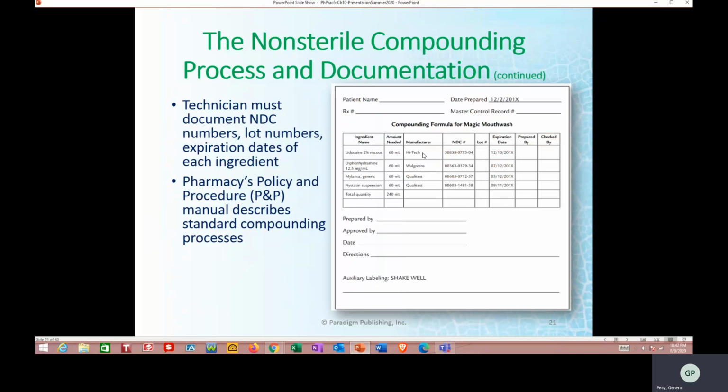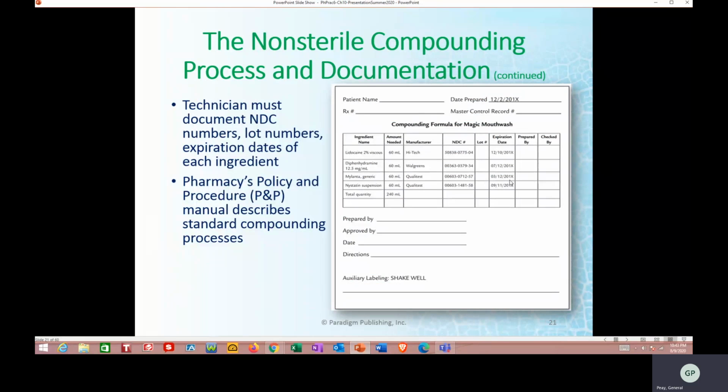It's very much self-explanatory. If you were making this product, this is a magic mouthwash. These are the products that the technician pulled. So the technician pulled the lidocaine. It required 60 mLs. This is the manufacturer that the tech used, the NDC number. Usually they have to list the lot number, and this is the expiration date. Prepared by would be the technician who prepared it, so they will initial there. Checked by would be the pharmacist, and then you just go down each one and list the information.